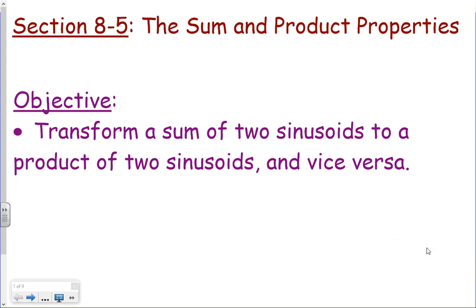All right, open up your book to section 8-5. We're on page 416 in your book. And the title of this section is the sum and product properties. The objective here is to transform a sum of two sinusoids to a product of two sinusoids, and vice versa.